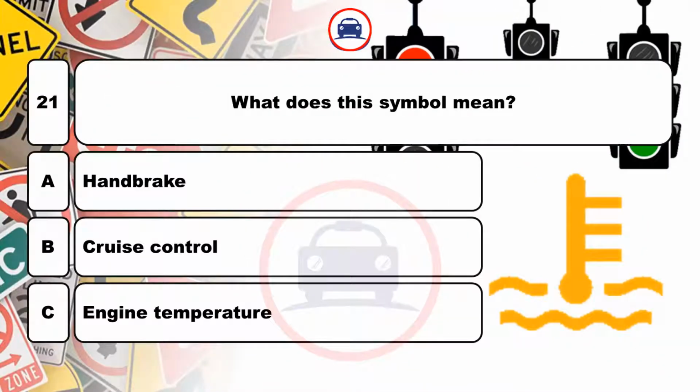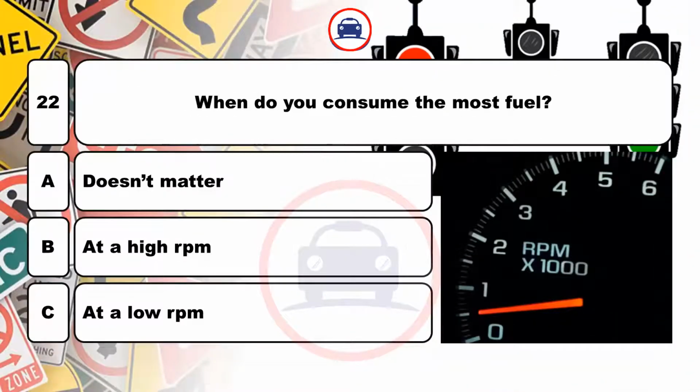What does this symbol mean? A. Handbrake. B. Cruise control. C. Engine temperature. Correct answer C. Engine temperature.